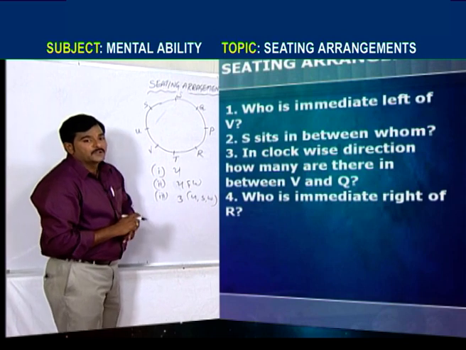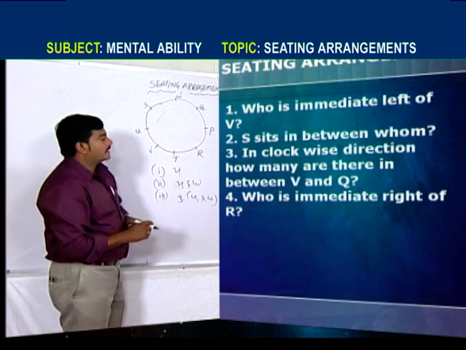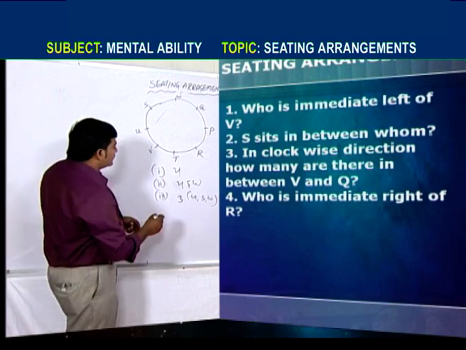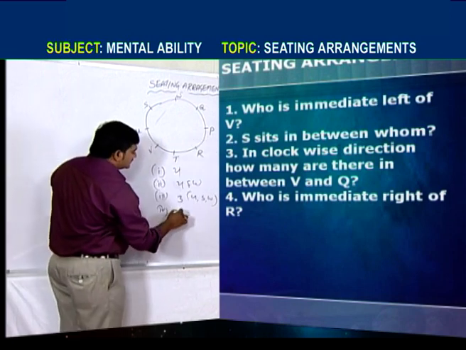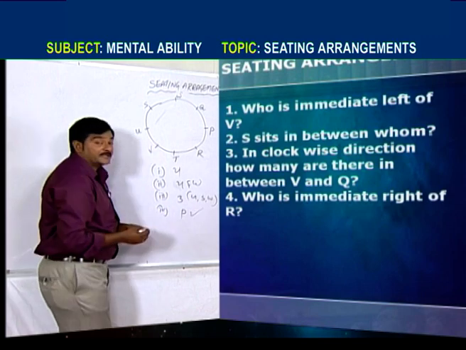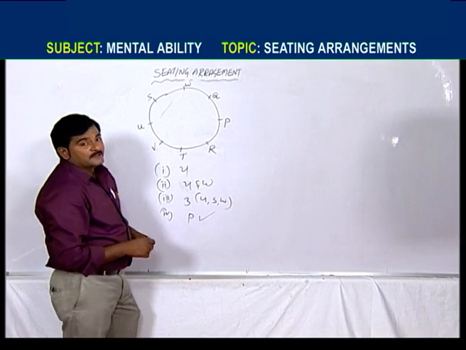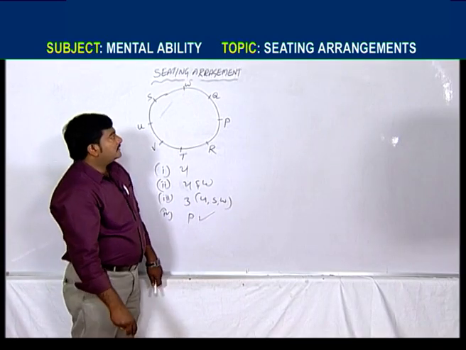Now, the final question in this arrangement. What is the final question? Who is immediate right of R? It is clear. Tell me, who is immediate right of R? The answer is P. P is immediate right of R. So like this, this is about a circular arrangement.